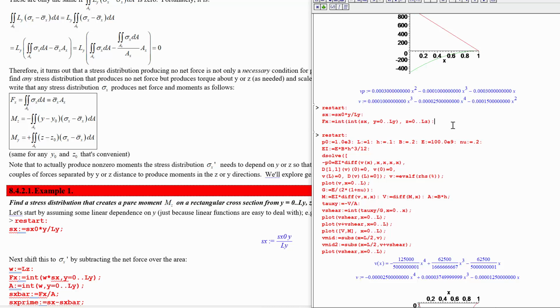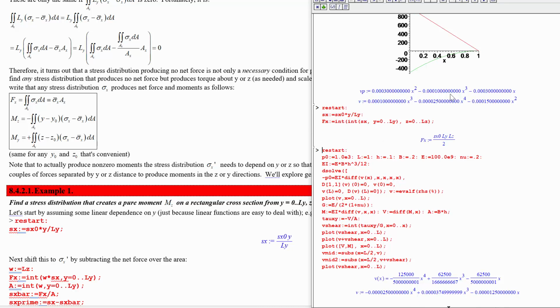So let's just look at what that output would be. It's just integrating the thing over the surface, but because you have a y dependence, we end up with a y squared over 2 thing, but we canceled out the other Ly by scaling it here. So this scales up from 0 to Sx naught as we go across the surface. So the net force produced is the area times Sx naught over 2, which is the average value there.